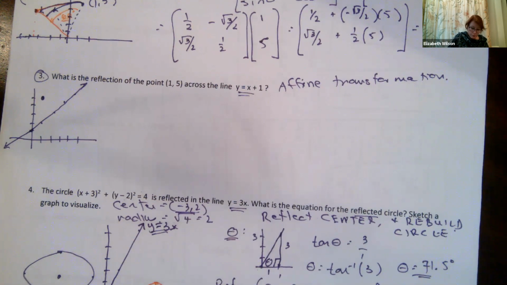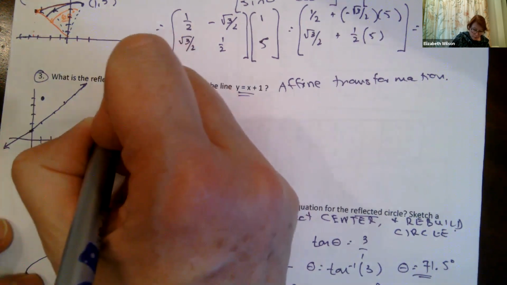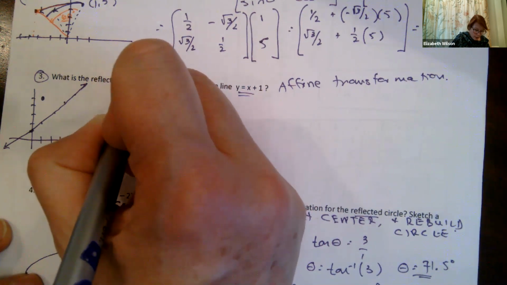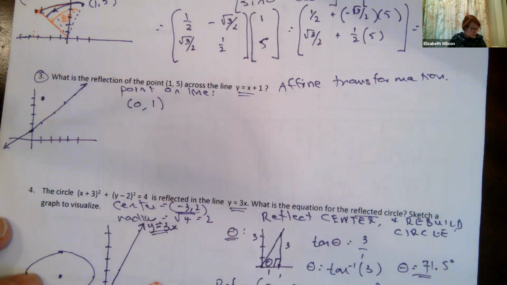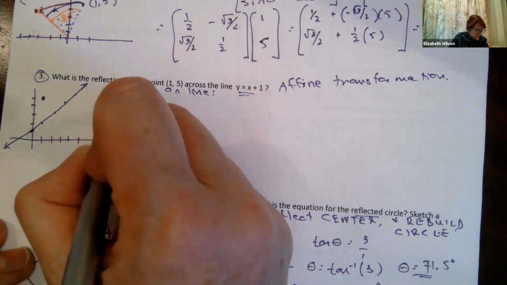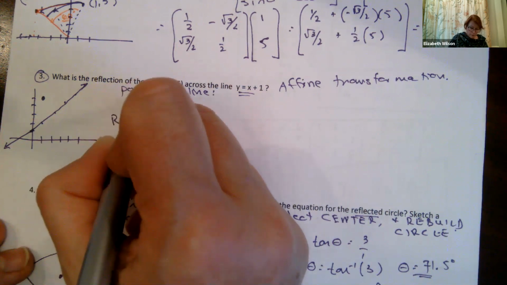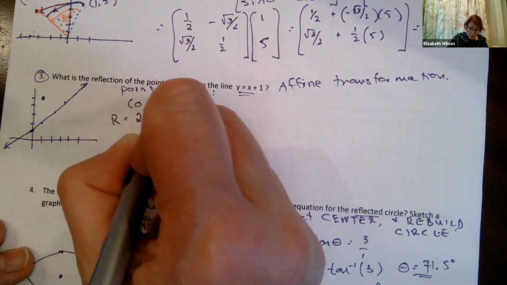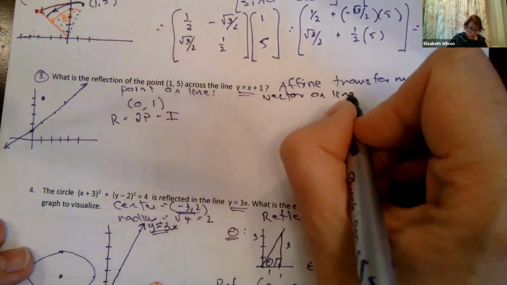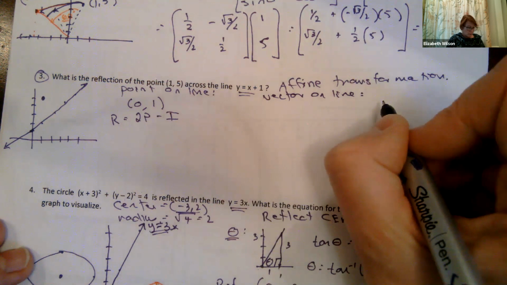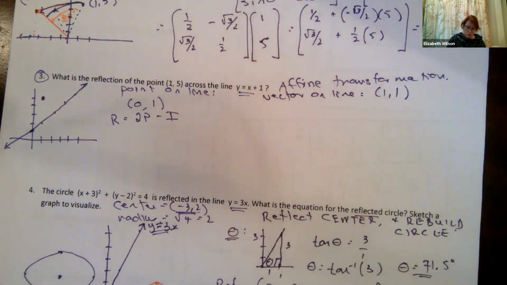All right, so I need to find a point on the line. I'm going to do x equals 0, y equals 1. That's a good point on the line. And my vector on the line is going to be equal to 1, 1. That's the vector on the line, not the vector perpendicular to the line. We'll deal with that later.